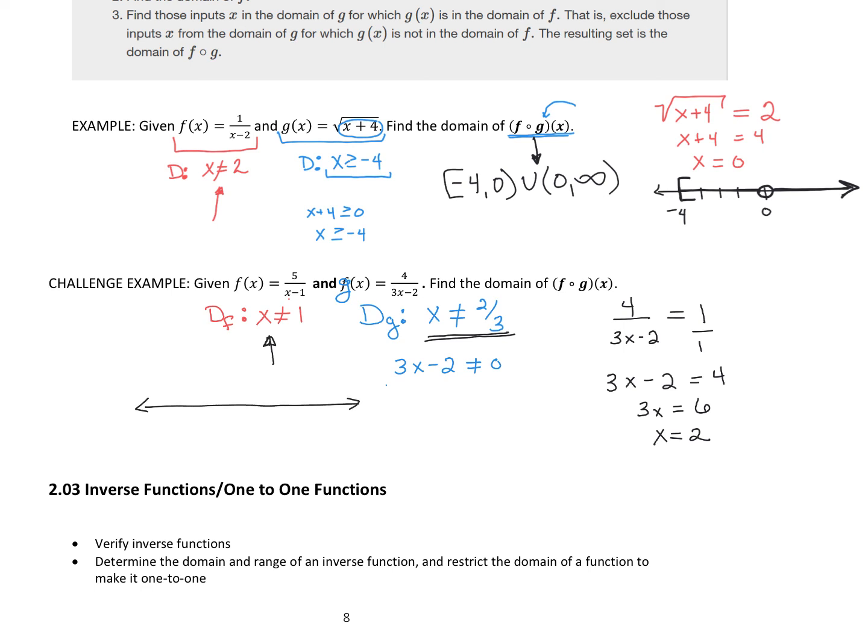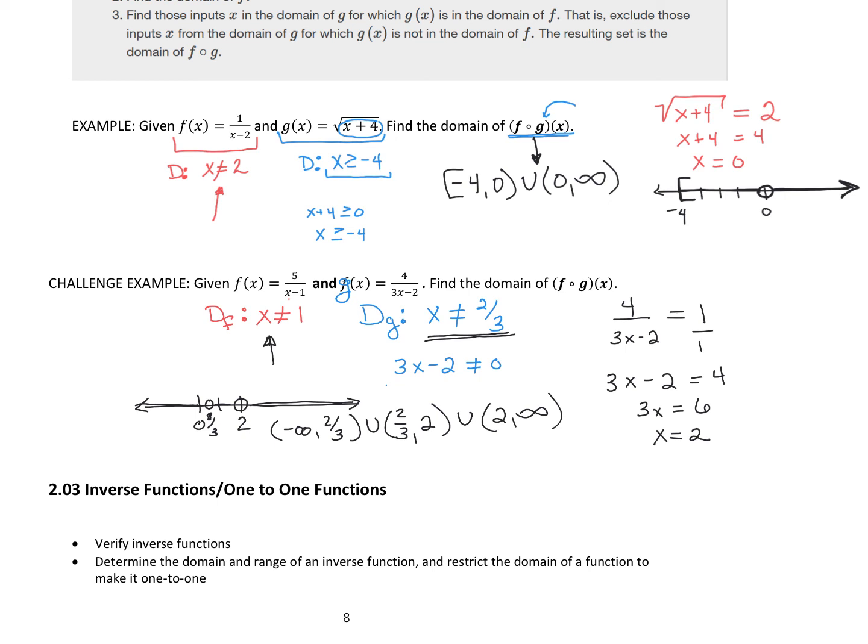Let me put that on our number line here. Here's 2. We can't have that. And 2/3 would be about here. But we could have anything else. So we're going to say negative infinity up to 2/3, union 2/3 to 2, union 2 to infinity. That one was a little tricky.